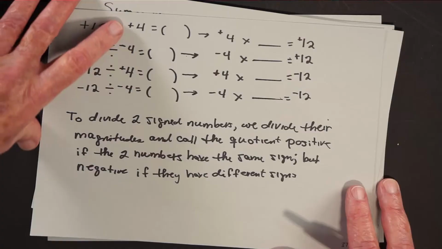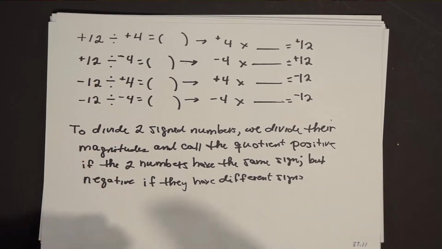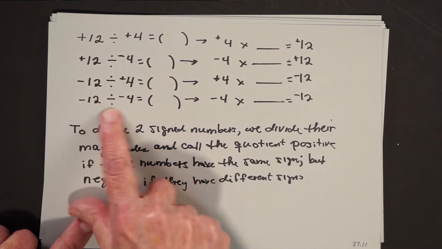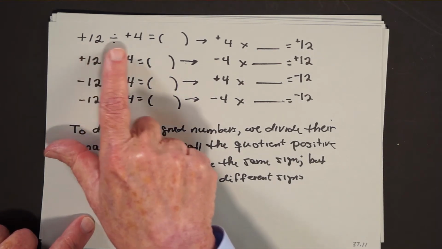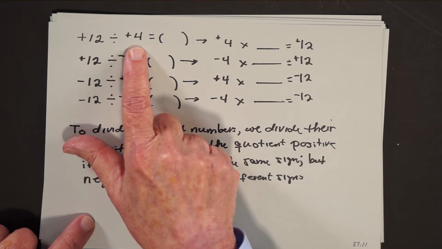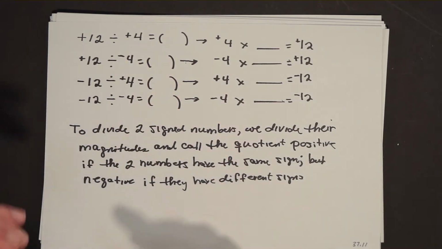And I said that we can give short shrift to division once we know multiplication. Let me show you that's the case. Let's work with 12 divided by 4 with the 4 possible signs. We know no matter what the signs are, the 12 divided by 4 is always going to give me 3.